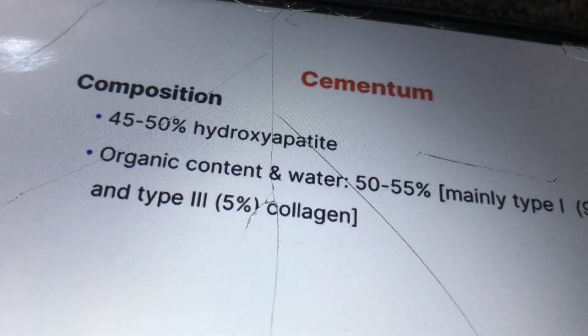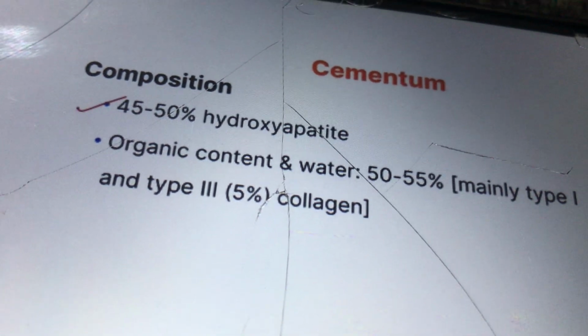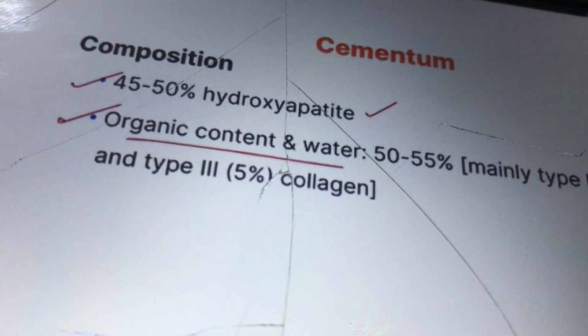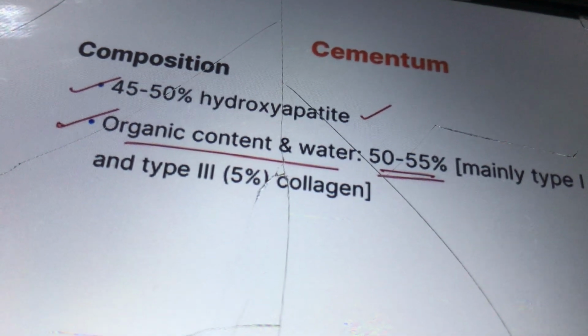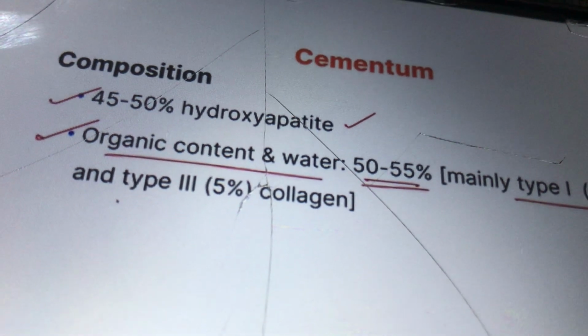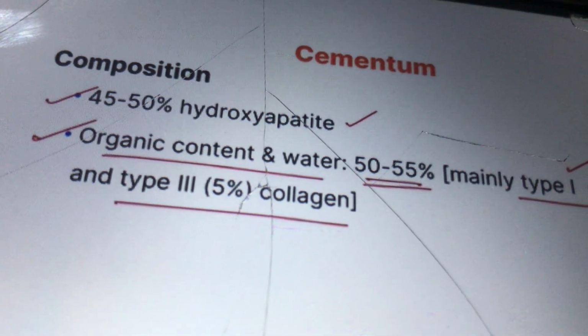Let's move on to understand the composition of cementum. 45 to 50% is constituted by hydroxyapatite, and the organic content and water constitute 50 to 55% of cementum. This mainly comprises type 1 and type 3 collagen. Type 1 is about 90% and type 3 is about 5%.